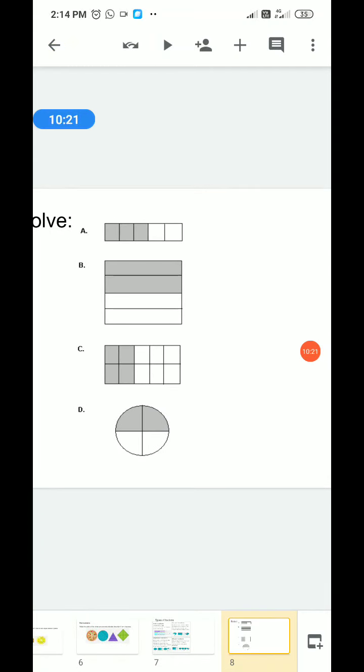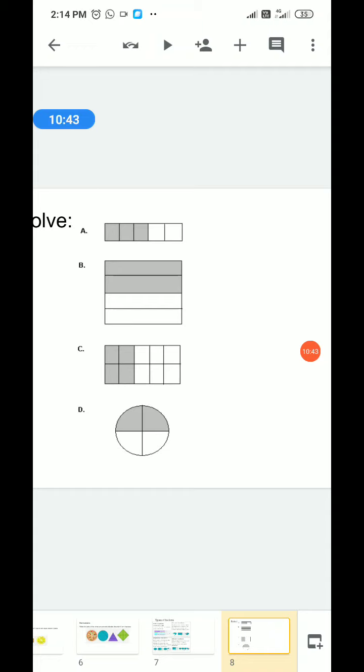See whether you are able to identify this. Okay, we have the first one. See the first one. How many equal parts is it divided into? 1, 2, 3, 4, 5. It is divided into 5 equal parts, so the denominator will be 5. How many parts are shaded? 3 parts are shaded. 1, 2, 3. So the answer will be 3 by 5.